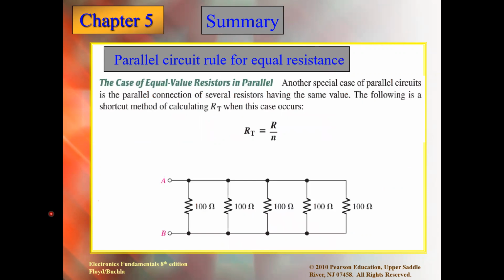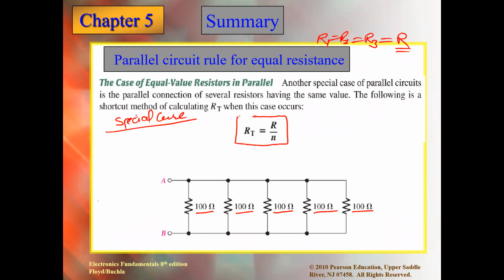Now the special case, when the resistances which are connected in parallel are of the same value. In the formula which you know already, if R1 is equal to R2 is equal to R3 is equal to R, when you put it, you will get this simplified version. RT is equal to R over n. Is it clear?